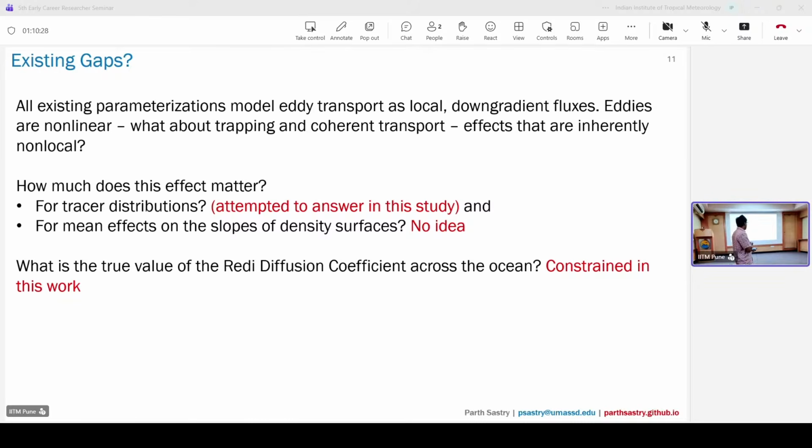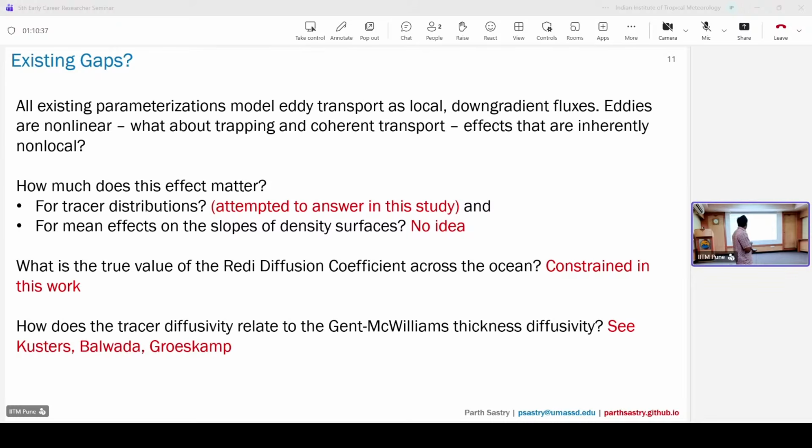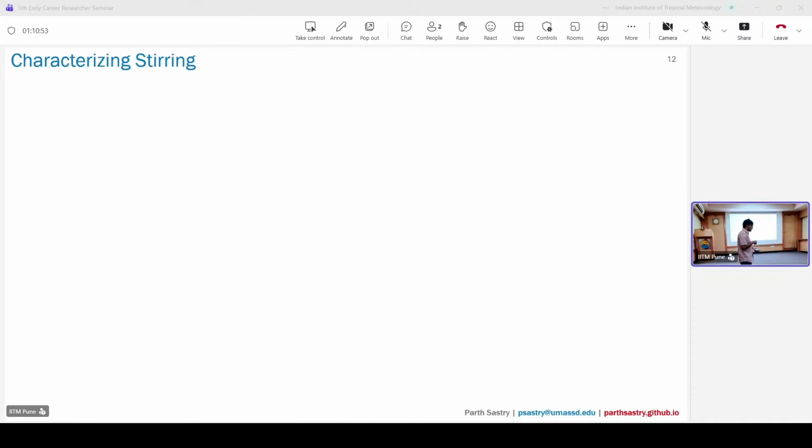What exactly is the true value of the Redi diffusivity coefficient across the ocean, which is something that I said we need to constrain in our models, and we have attempted to do that in this work. And how does this tracer diffusivity kappa rho, the Redi diffusivity coefficient, relate to the Gent-McWilliams diffusivity that you saw on the previous slide? Nick Kuster, Dhruv Bawala, and Stuart Groskamp have a nice paper on how exactly these two concepts relate to each other. Okay. So I'll start with the first question, which is how exactly do you characterize Redi diffusivity, and how exactly we have attempted to do that in this study.